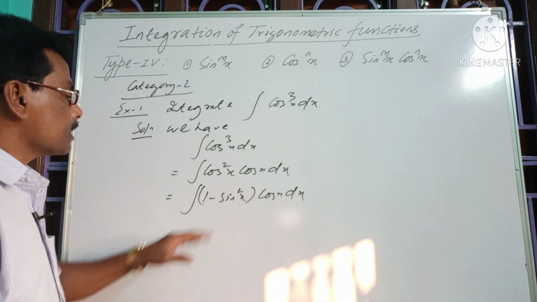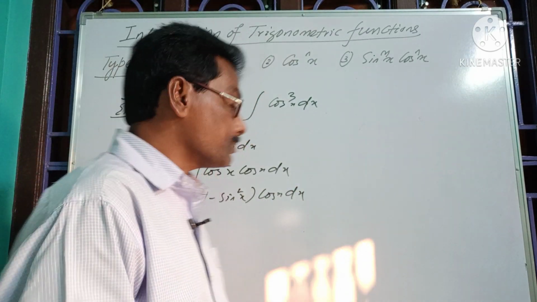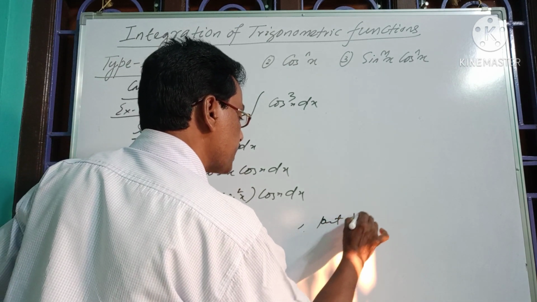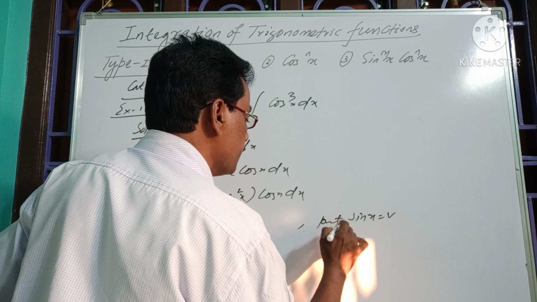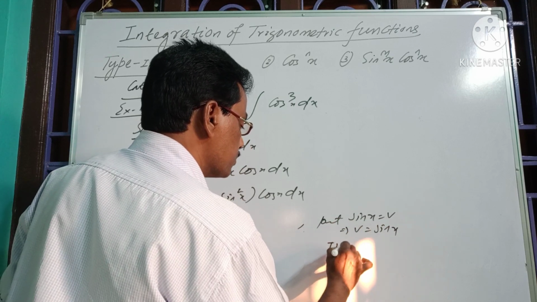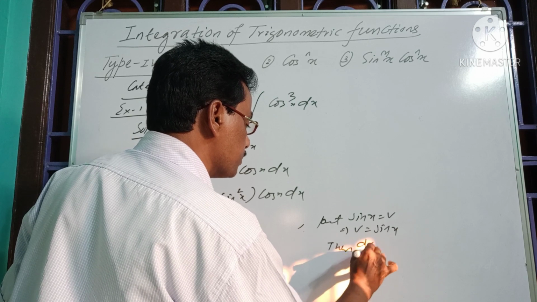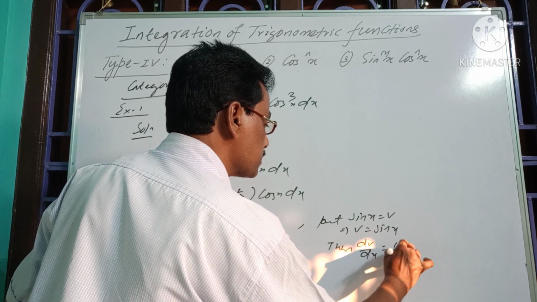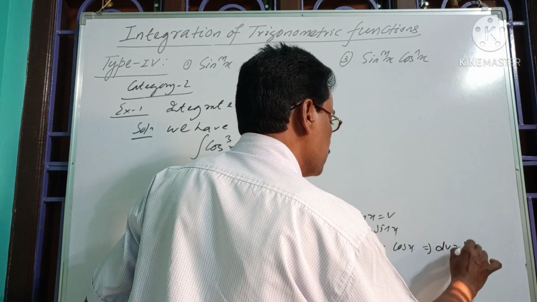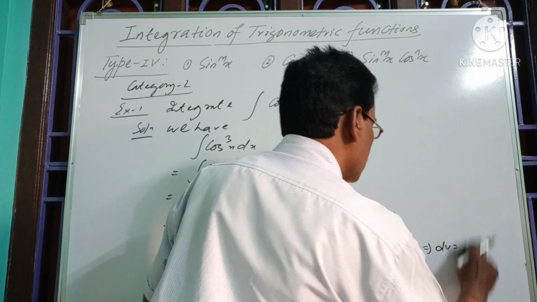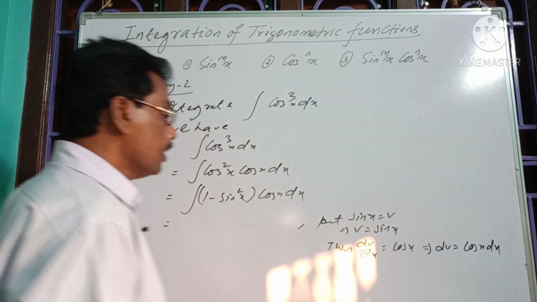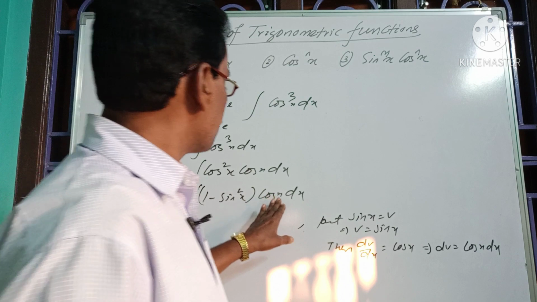Now we have to substitute sin x as v. So let us put sin x as v, where v is a function of x. So differentiating v with respect to x, it will give us cos x. So again simplifying, it will give us dv is equal to cos x into dx, where the integral contains the factor cos x into dx.